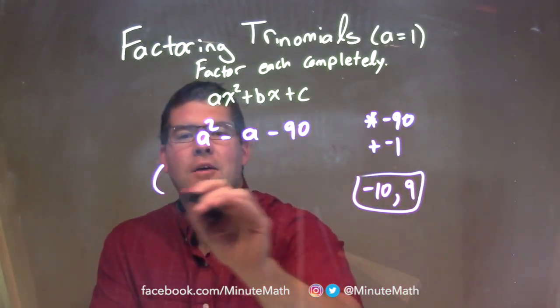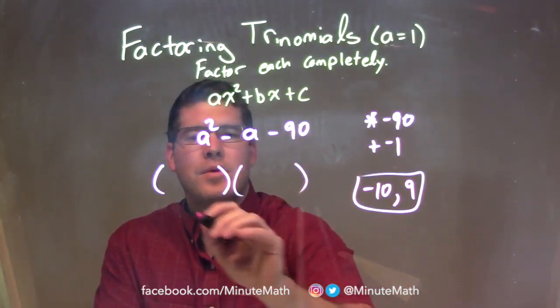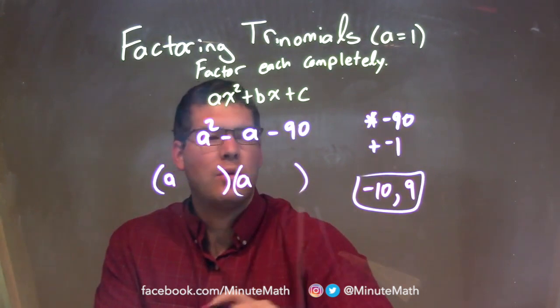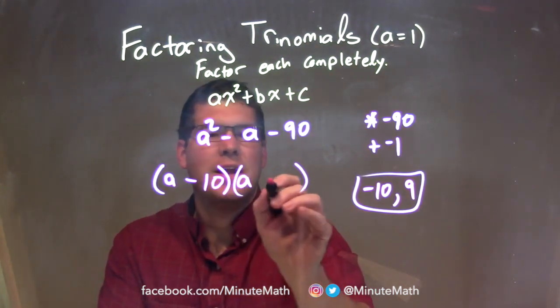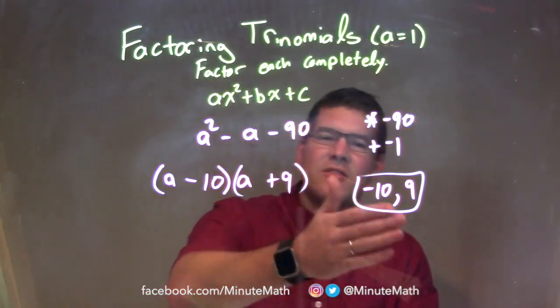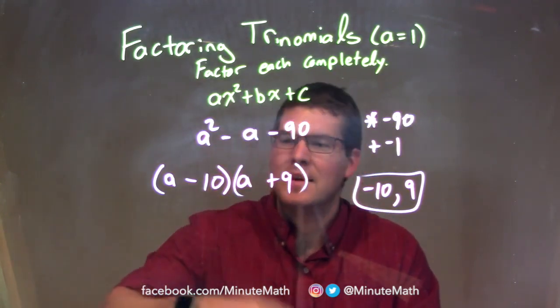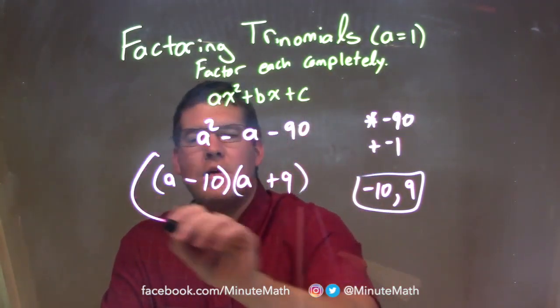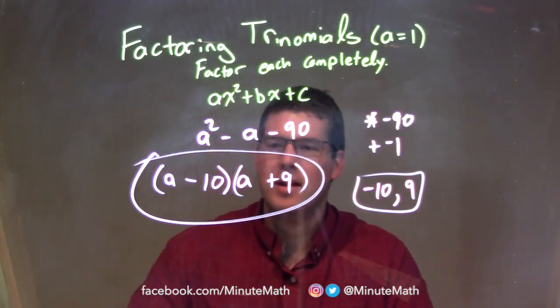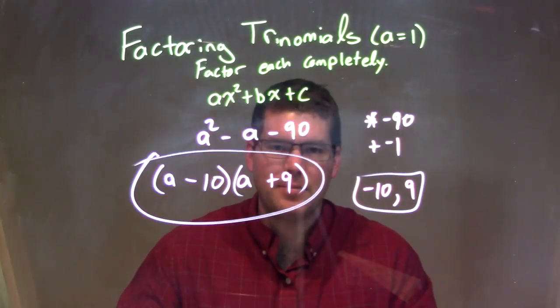So when I factor this out, I have my two parentheses here. Okay? A values in the beginning of each one, and then we just have a minus 10 and a plus 9. And again, it doesn't really matter the order. It can be a plus 9 times a minus 10. Either way, our final answer here is just a minus 10 times a plus 9.